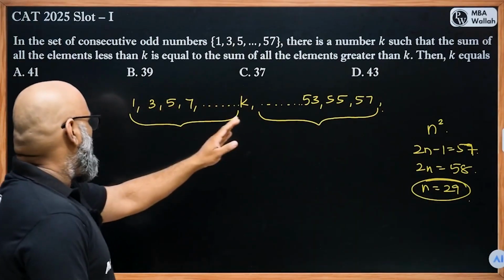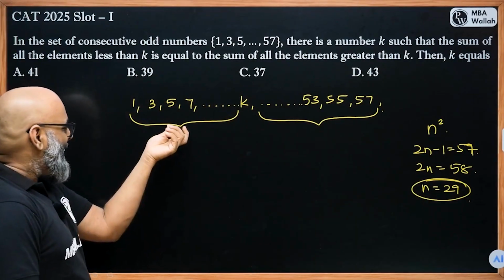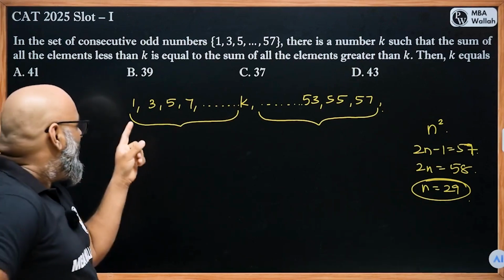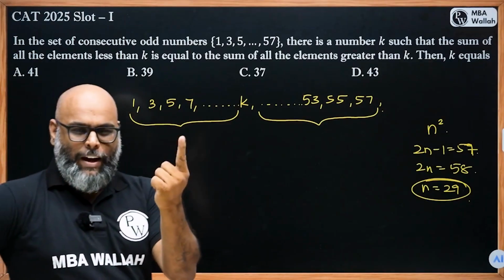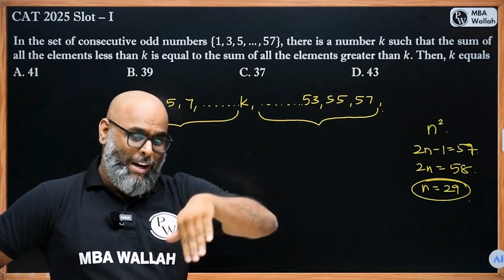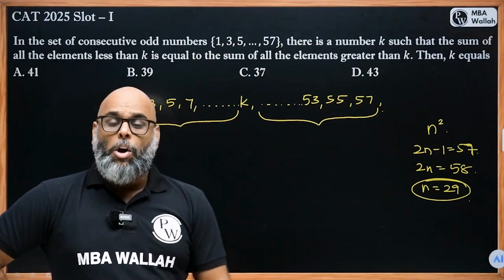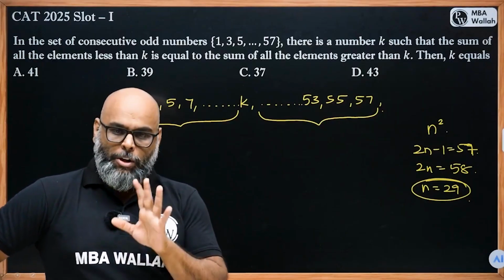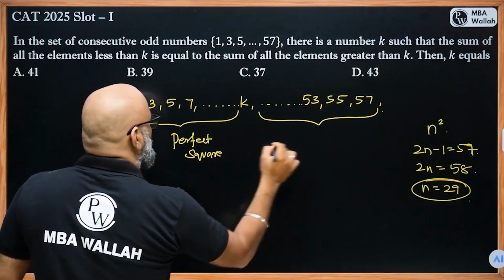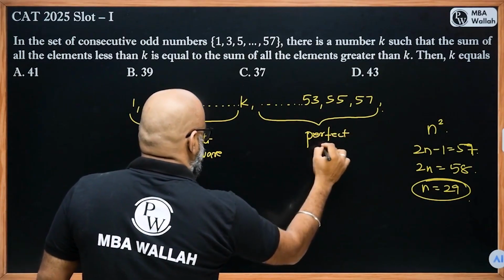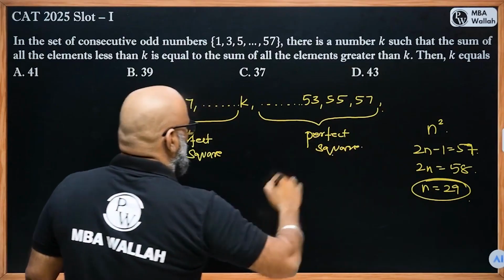So the sum of them here has to be a perfect square. Why? Again, from 1 to some number of odd numbers, 1, 3, 5, 7 up to the odd number less than k, that will also be the sum of n odd numbers. So this is a perfect square. So this should also be a perfect square. We have figured that part out.